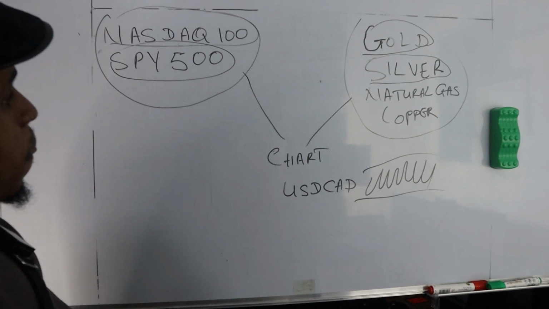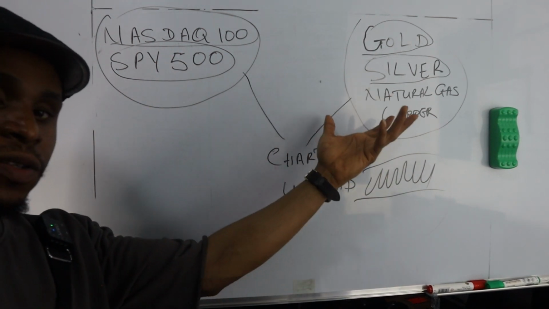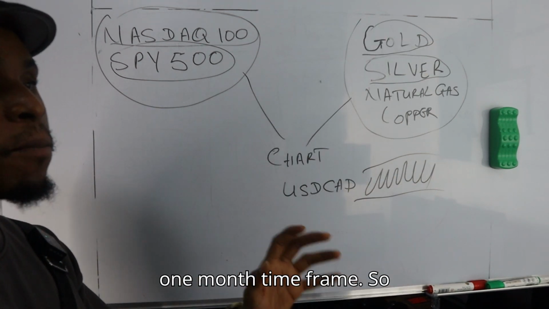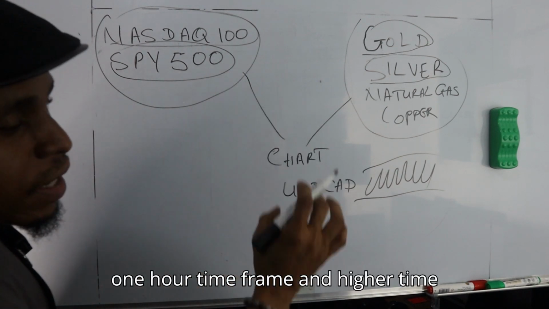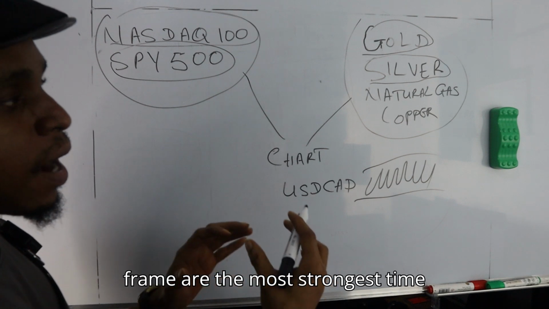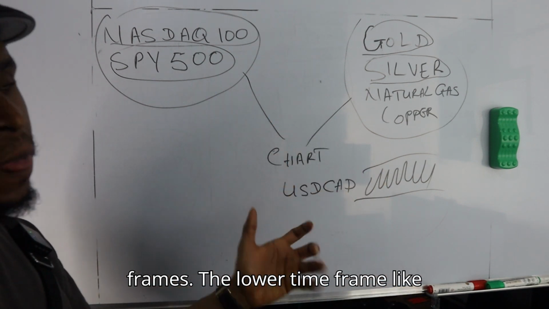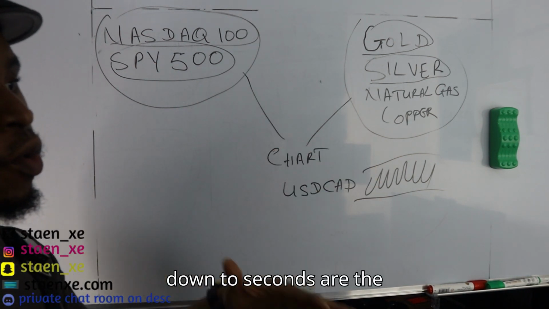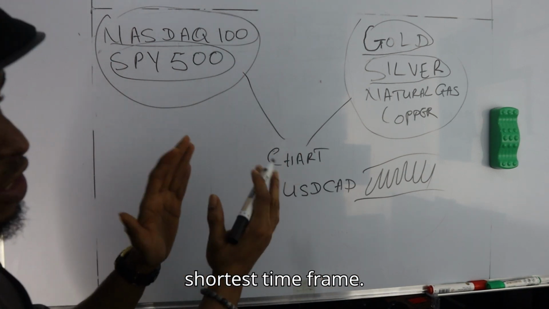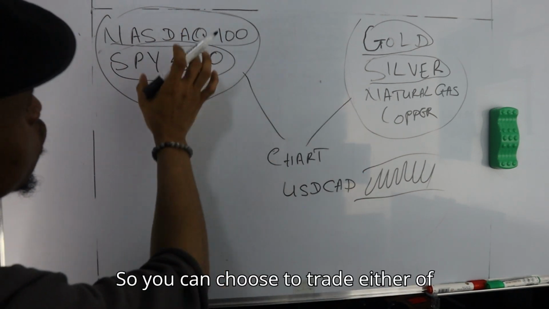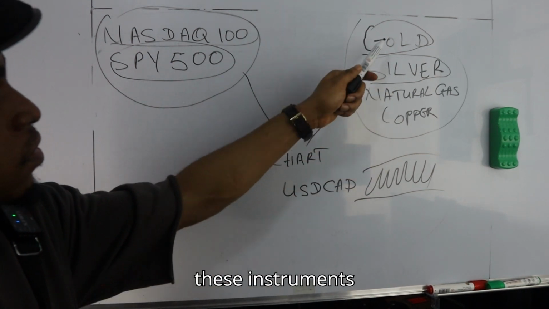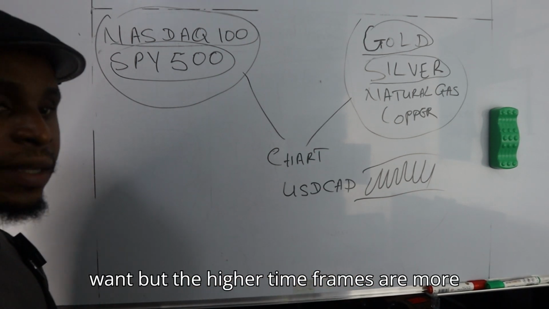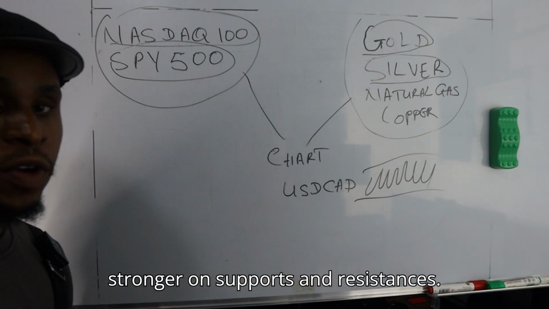So you can be a day trader, a swing trader, or an intraday trader. There are traders that trade on a 1 month time frame. All right. So the 1 hour time frame and higher time frames are the strongest time frames. The lower time frames, like 30 minutes, 15 minutes down to seconds, are the shortest time frames. So you can choose to trade any of these instruments on any time frame you want, but the higher time frames are stronger on support and resistance.